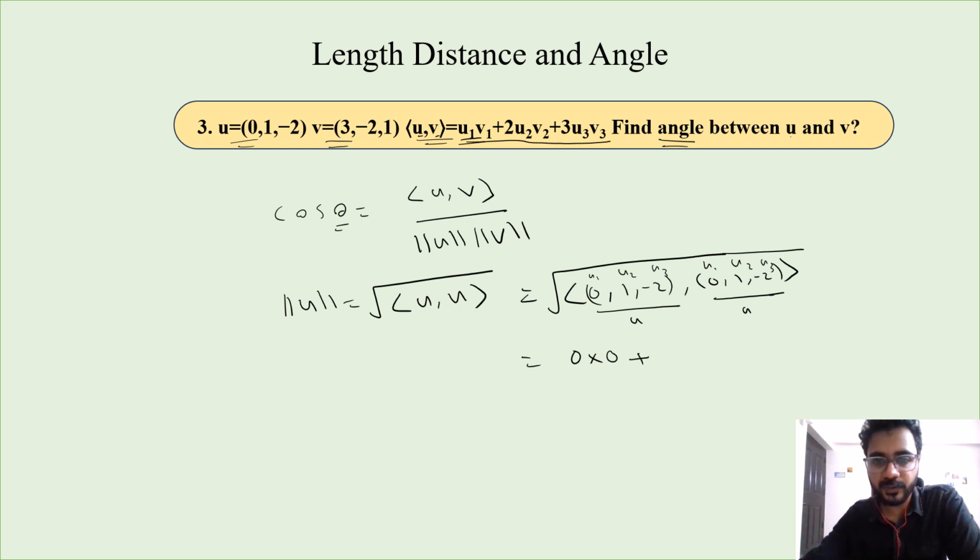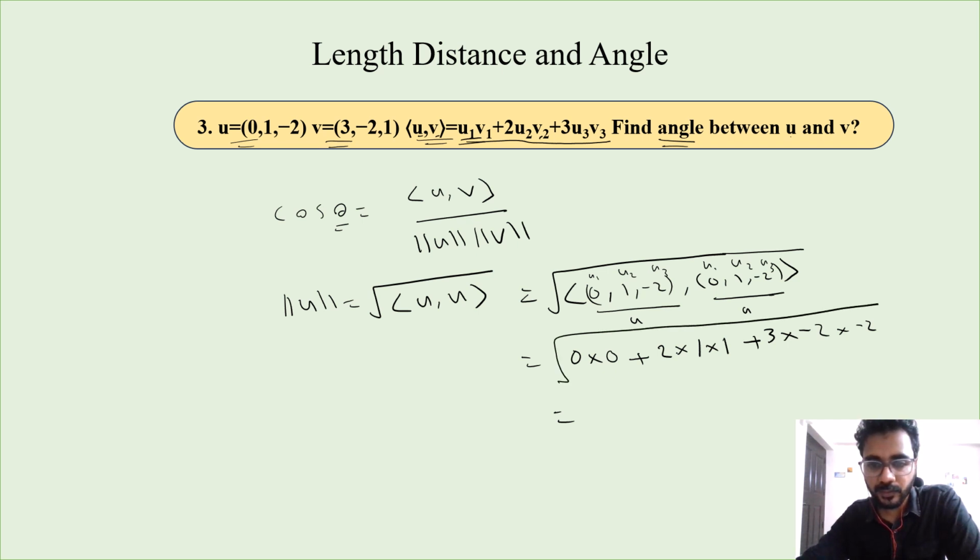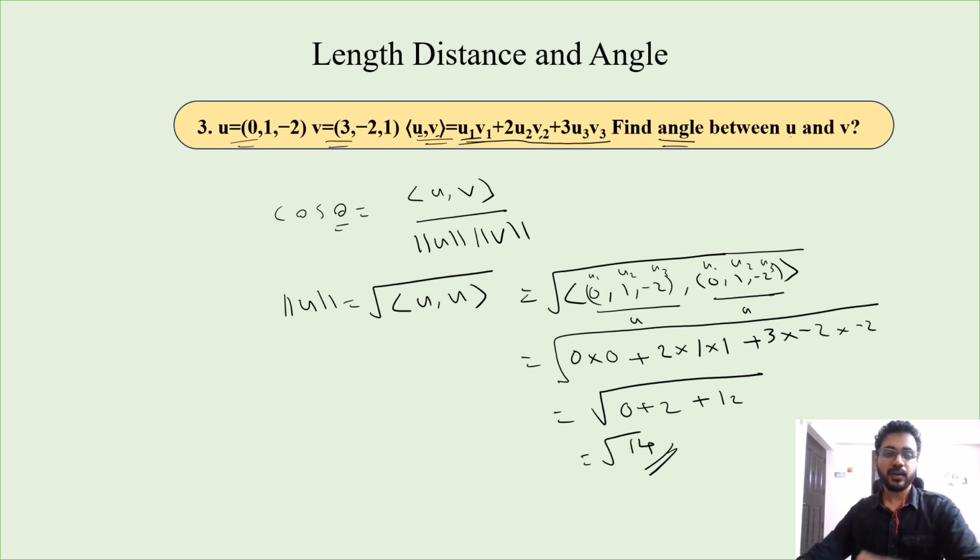Okay. Then plus 2 into u2. What is u2? First vector second element, that's 1, into v2. What is v2? Second vector second element, that is 1, plus 3 into u3 v3. So 3 into minus 2 into minus 2. So what is the answer? Square root of 0 plus 2 plus 4 into 3, 12. Okay, so root 14. Root 14 is the length of u.